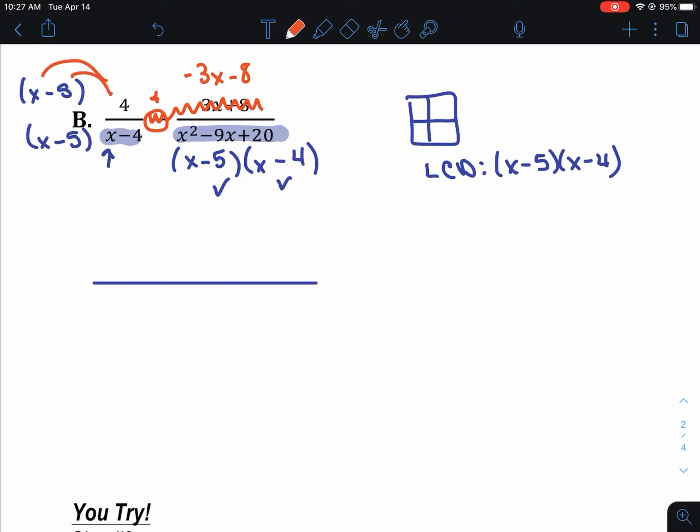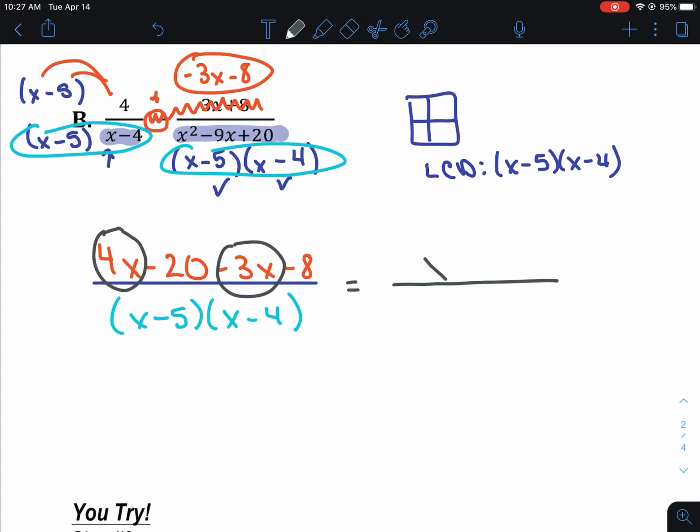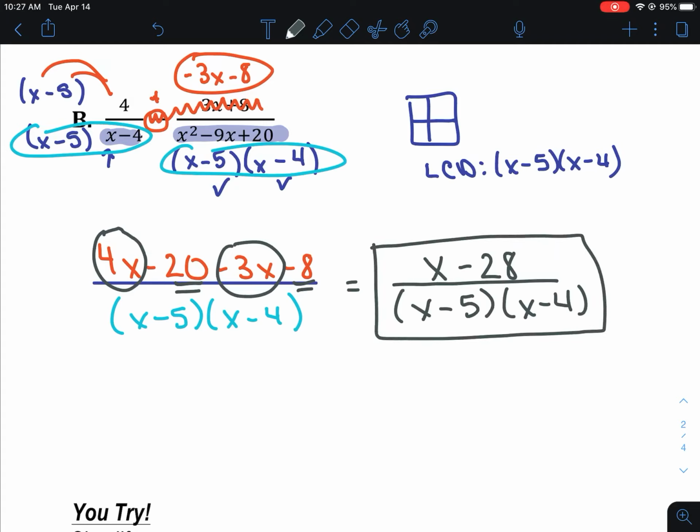All right, so when I distribute, I get 4x minus 20, and I don't need to distribute here. And then my denominator is just that x minus 5, x minus 4. All right, combine like terms. I get x, and minus 20 minus 8 is negative 28. And nothing cancels.